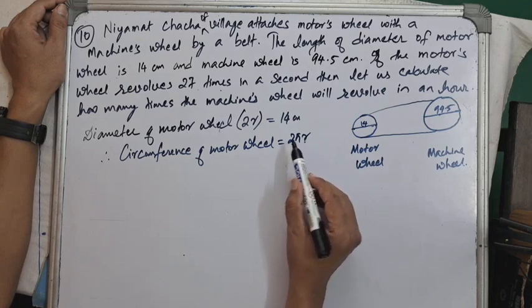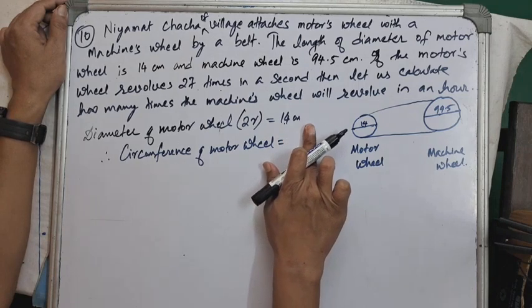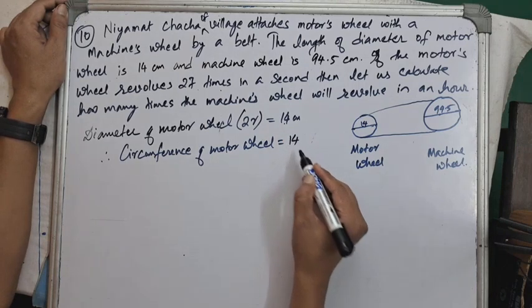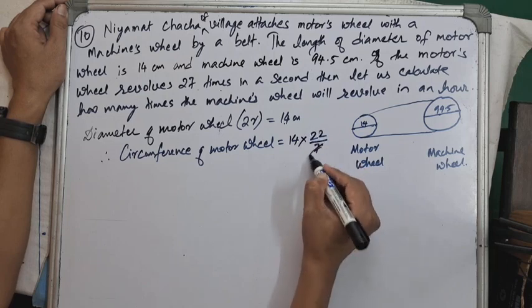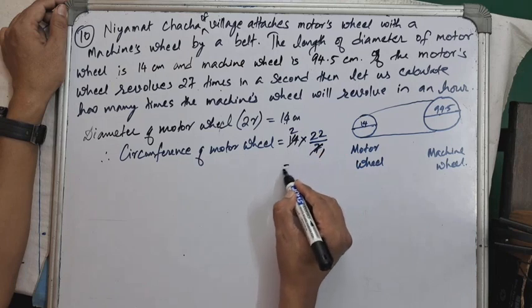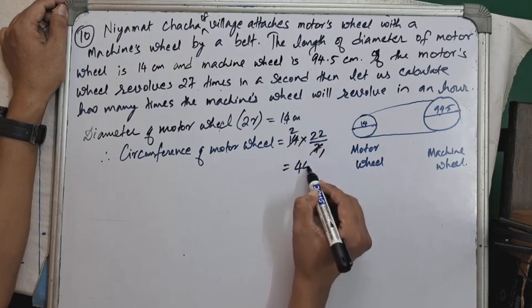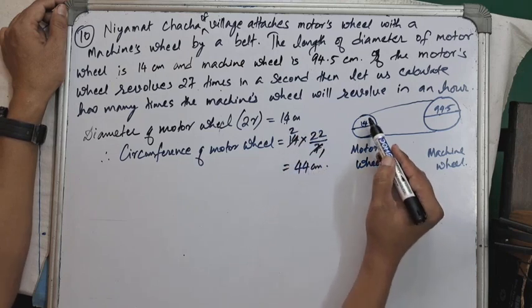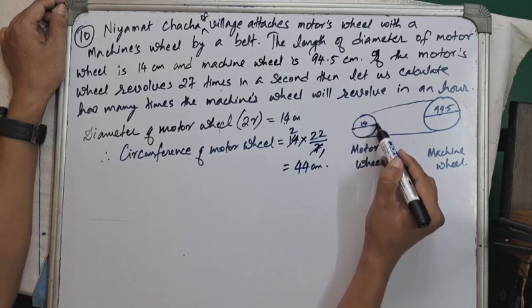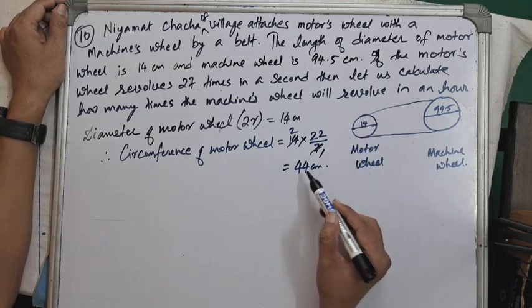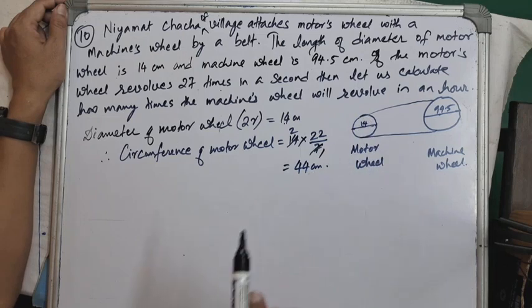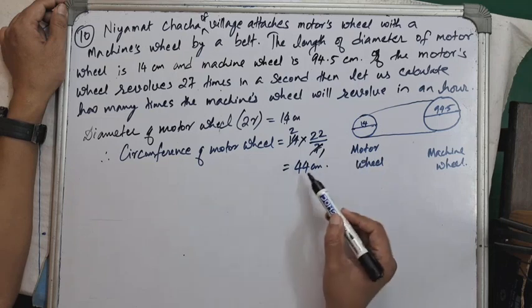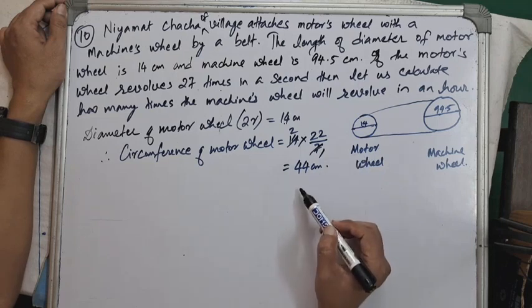So 2r means 14. So we write 14 here for 2r, into pi. Pi means 22 by 7. So 7 1 is 7, 7 2 is 14, 2 into 22 is 44, which means the circumference of this motor wheel, the smaller wheel, is 44 centimeter, which means this smaller wheel will cover 44 centimeter in one revolution. In one revolution it will cover a distance of 44 centimeter.